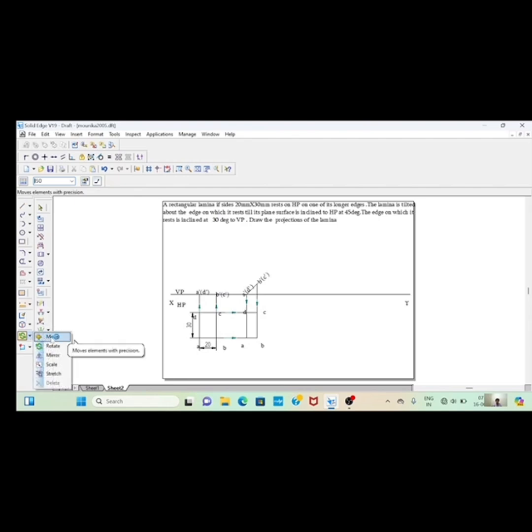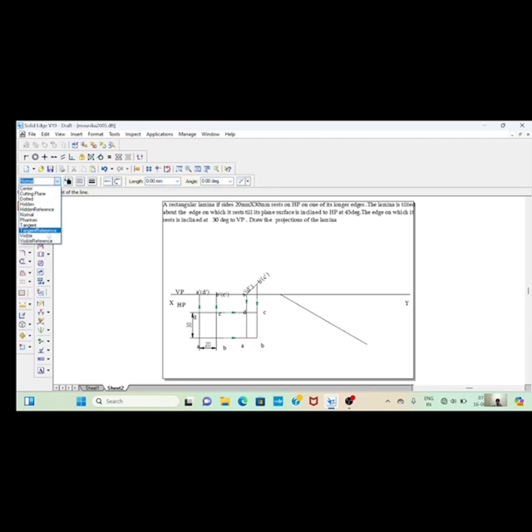Now go to the line which is a normal line. Select the line on the XY line and give the angle 30 degrees. And go to move option. Select the copy option and select the rectangular box which should be copied. Before copying, you should join all the lines with the visible line.